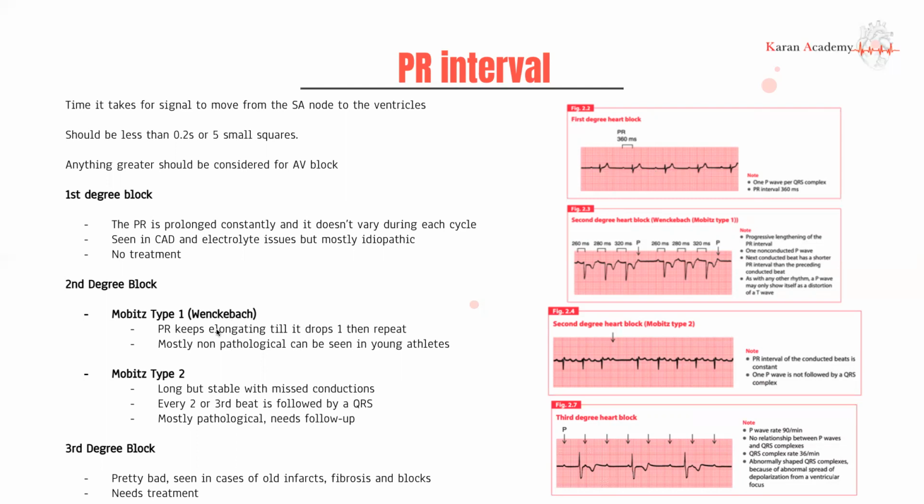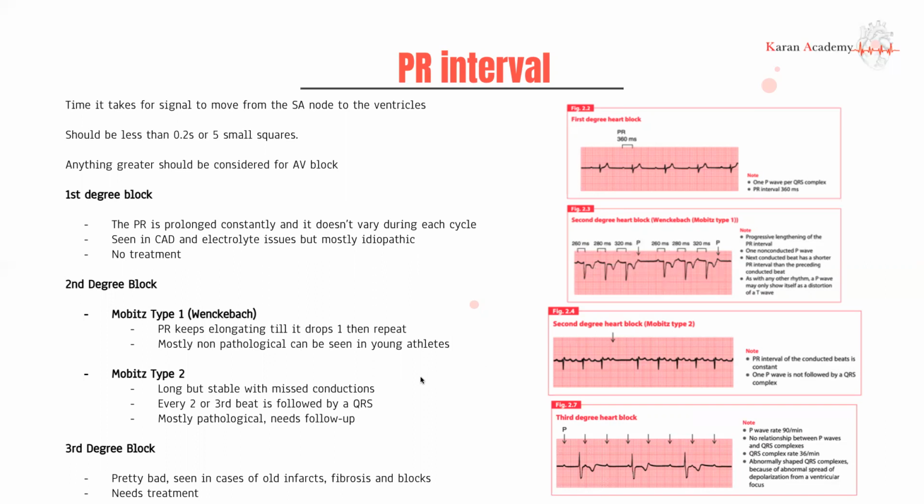With second degree heart blocks, you have two types. You have Mobitz type 1 and Mobitz type 2. Mobitz type 1 is also called Wenckebach. With Mobitz type 1, you see that the PR interval keeps elongating, and then you drop a beat. And then again, normal, elongating, drop a beat. And that is shown here. So you have 260, 280, 320, boom. 260, 280, 320, boom. And that's what I'm talking about.